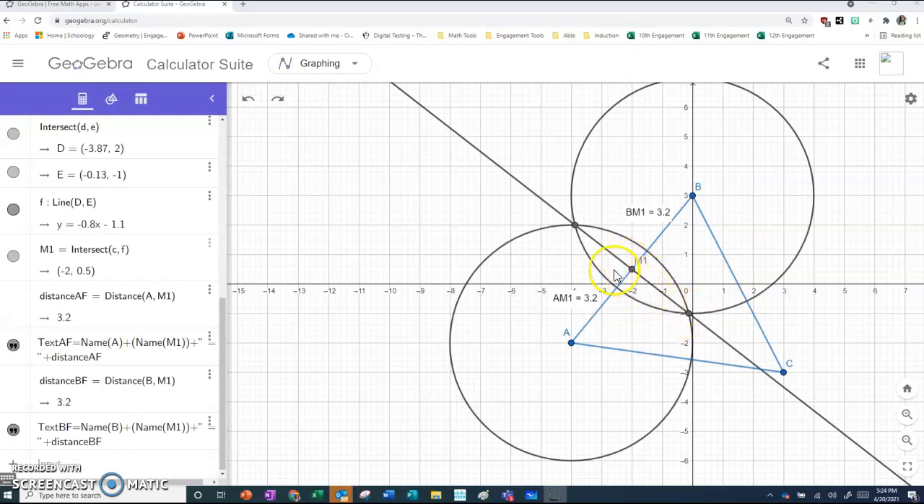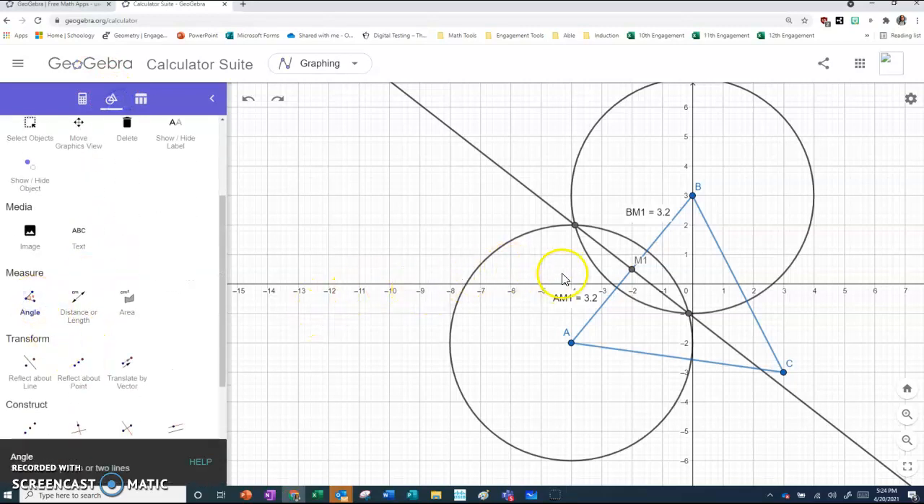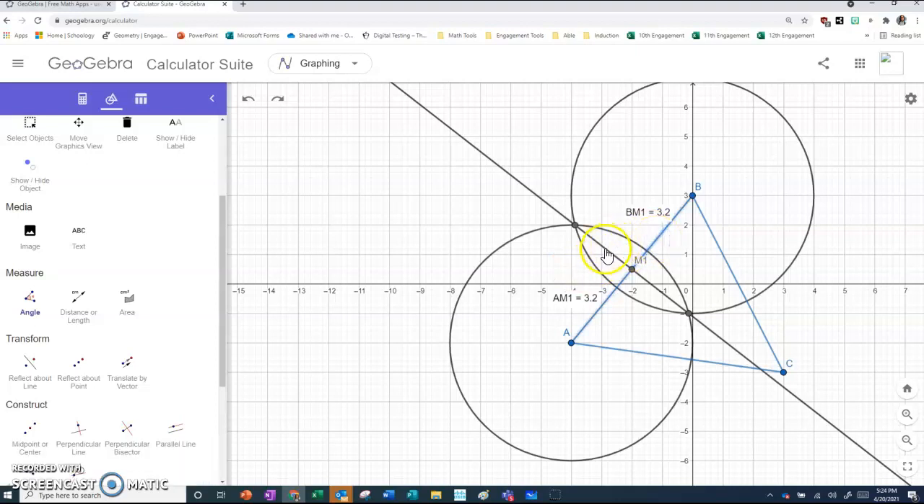Since this line is a bisector because the segments on either side are congruent, let's check to make sure this line is perpendicular. So use the angle tool. Find the angle between the line and the segment. So select the segment and select the line. Notice that it gave me this full circle.